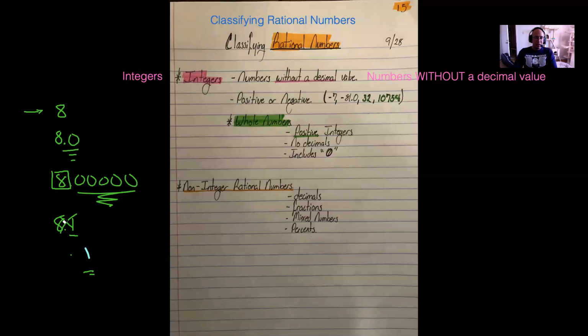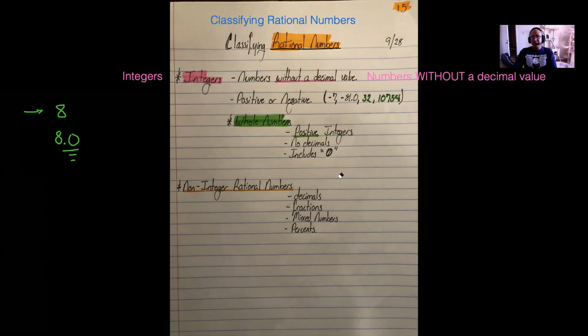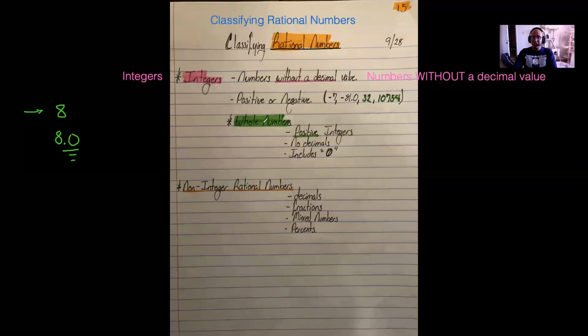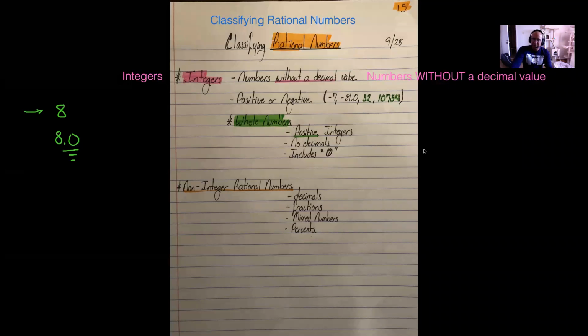Now, it's important to know that integers can either be positive or negative. If you don't know what a negative number is, or you're not really familiar with them, don't worry about it. We're going to cover that more in depth. But again, don't pay attention to whether it's positive or negative at this point. Pay attention to whether it has a decimal value or not. For example, -7. -7 has no decimal value. It's the same thing as -7.0. No decimal value. Therefore, it is an integer.